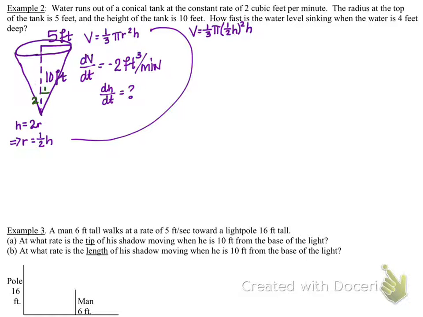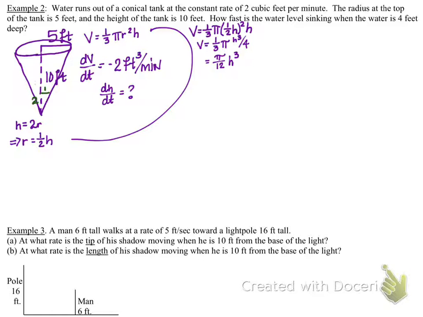Oh my gosh, the problem just got so much easier, because all of a sudden all you need to find is dh/dt. You have dV/dt, so your volume is 1/3 pi h cubed over 4. Let's make that a little prettier: pi over 12 h cubed.